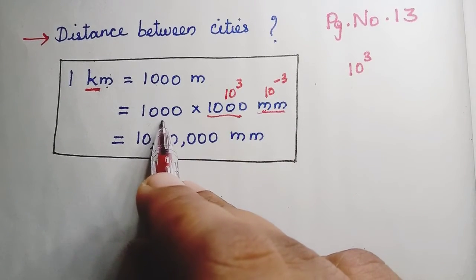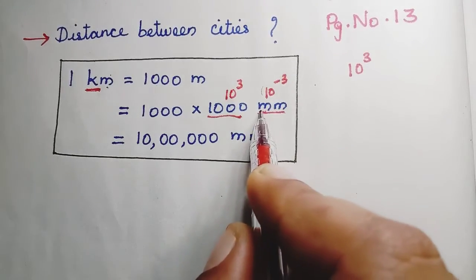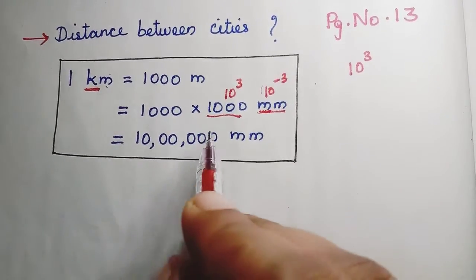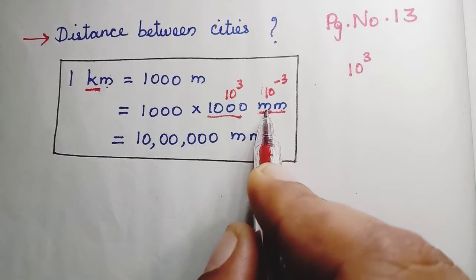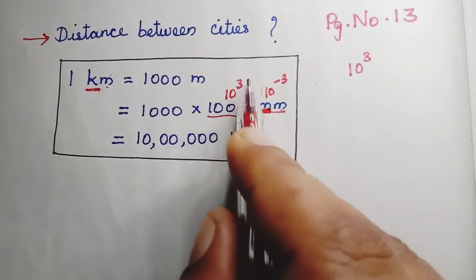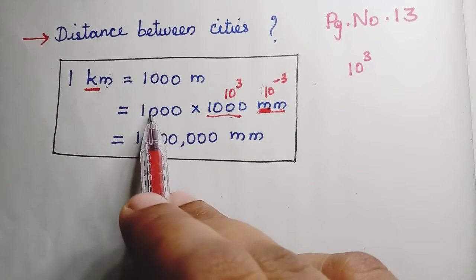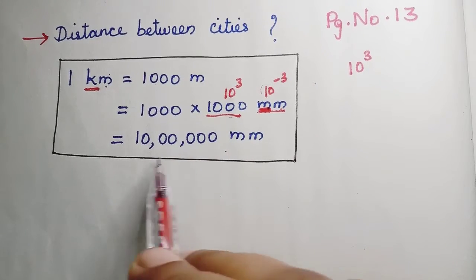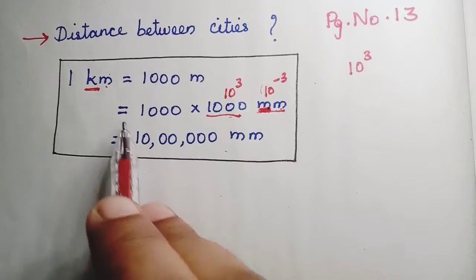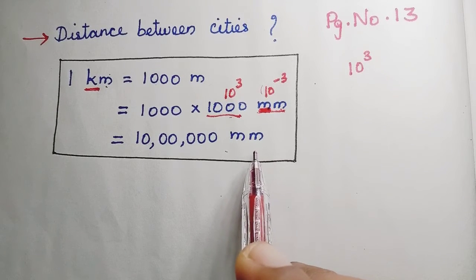So this 10 to the power minus 3, you will rewrite as millimeter. Meter is already there, so this 10 to the power minus 3 is denoted as milli, and this 10 to the power 3 comes here. When you count the total number of zeros, 1 2 3 4 5 6, you will be having 6 zeros. So 1 kilometer equals 10 lakh millimeters.